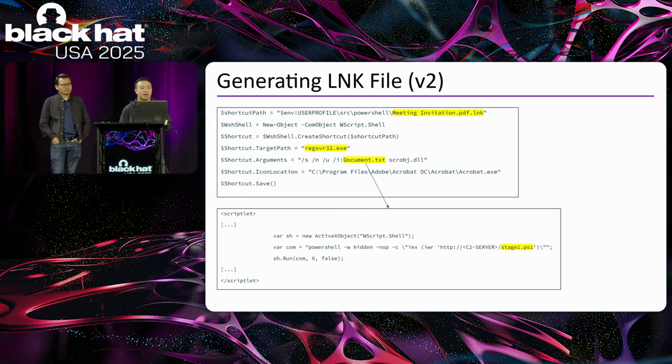And the command it actually runs is regsvr32.exe with some options like /s, /n, /u, /i, document.txt with scrobject.dll. This is actually a common living off the land technique abusing regsvr32. Regsvr32 is a signed Microsoft utility to register and unregister COM DLLs, and scrobject.dll is the Microsoft scriptlet component runtime. And document.txt is actually an SCT script, which is a Windows script component file in XML format.